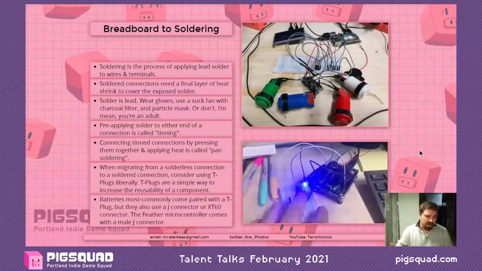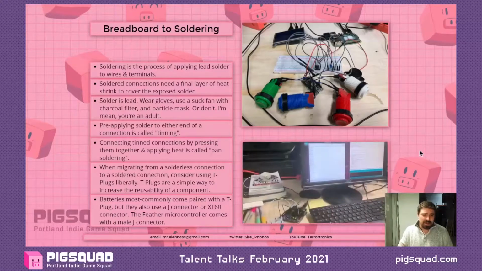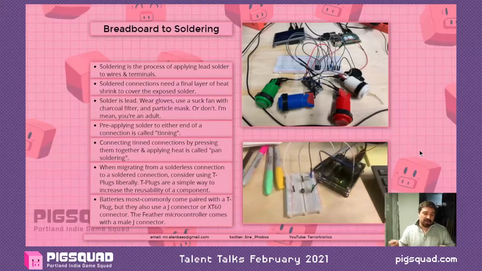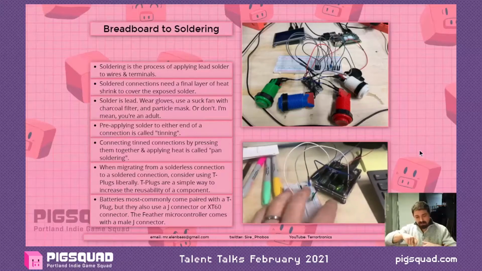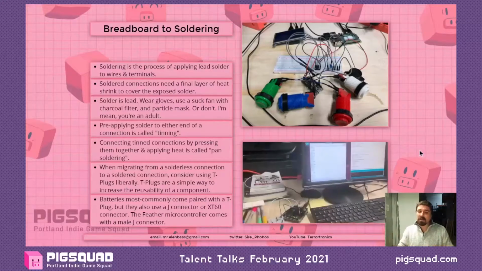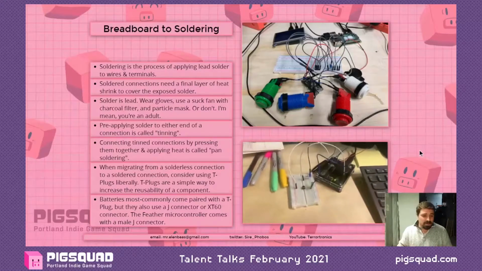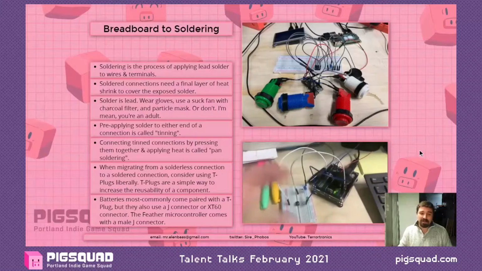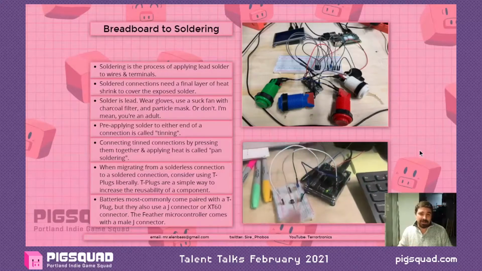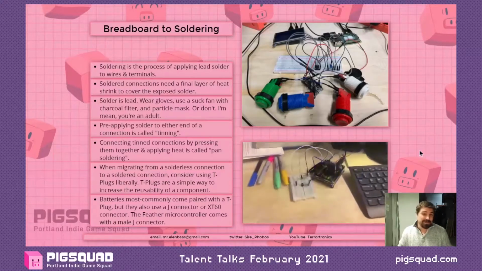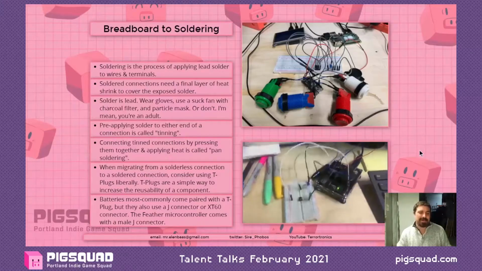There are some terms: pre-applying solder to both sides is called tinning. When you take two tinned edges, press them together and apply some heat, that's called pan soldering. It's pretty simple. If you want to get really fancy, you can look up the NASA specifications for soldering, and they get really specific and kind of fun about how they want to do their soldering.